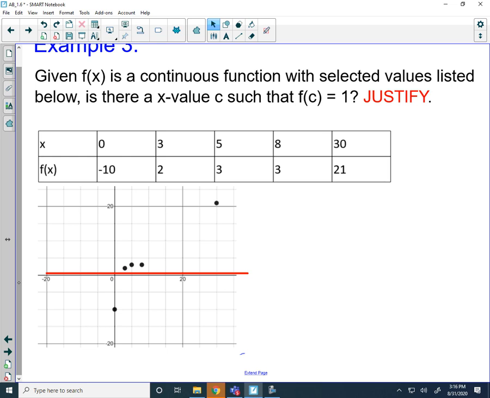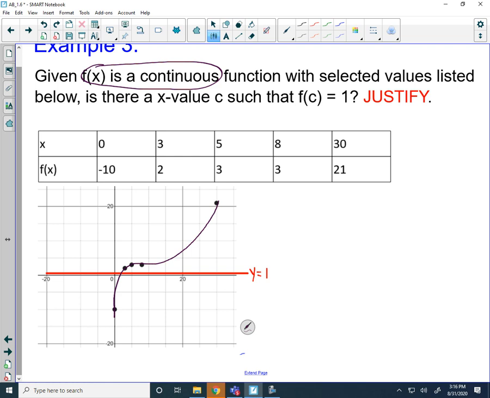Well, here in red, this is the graph y equals 1. So that's our y value of 1. Now notice, because it says f of x is continuous, I should be able to graph a function between these points without lifting my pencil. So if I do so, a possibility is it looks like that. Did that graph in purple pass the line y equals 1? Or in other words, does that graph in purple have a y value of 1 at some point? Yes, it does. I can see that it passed y equals 1 right there.